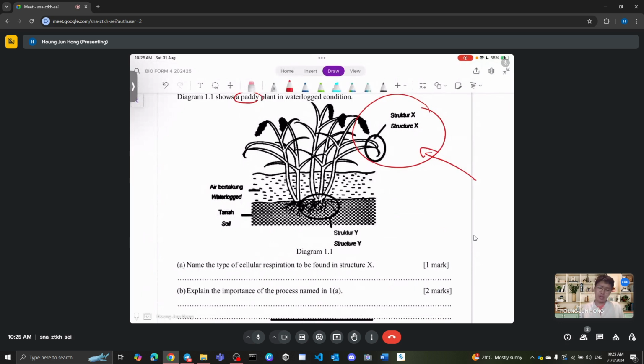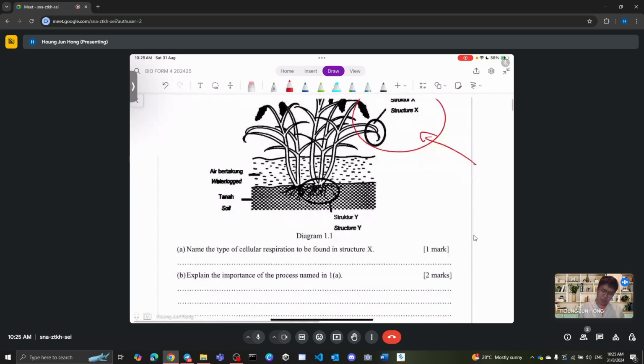So what do you do here? You are supposed to just do a simple aerobic respiration. Again, this is because structure X still has enough oxygen. Meanwhile, for this other part, I can tell you this is definitely alcohol fermentation, because it does not get enough oxygen. Okay, that's it. Next one.